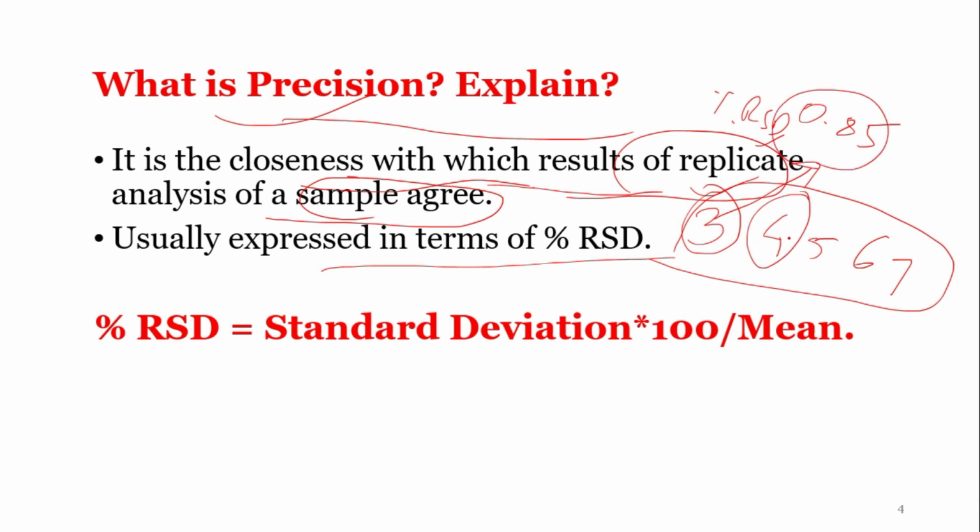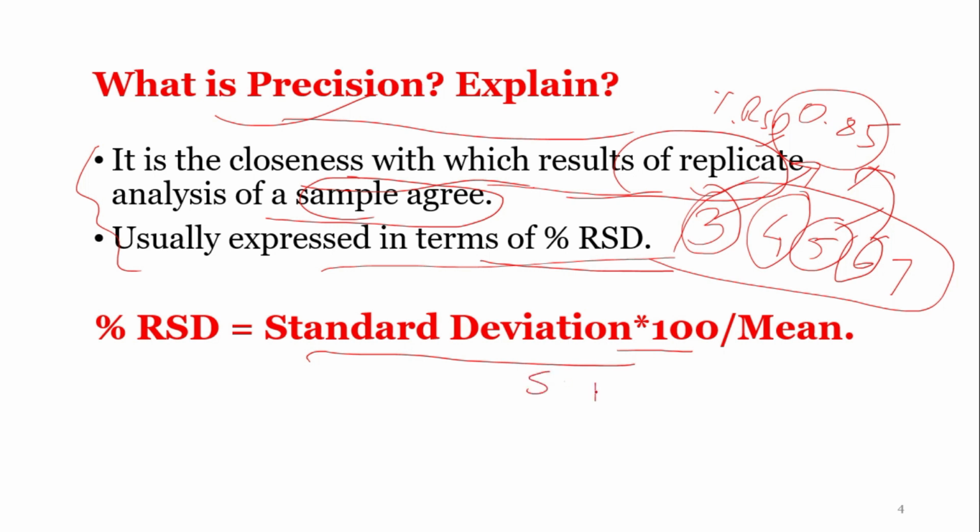In the 4 readings it will be different, 5 readings it will be different, 6 readings it will be different. That we will see in the coming slides. So this is important to understand here what is precision. It is expressed in percentage RSD. Percentage RSD is equal to standard deviation into 100 by mean.